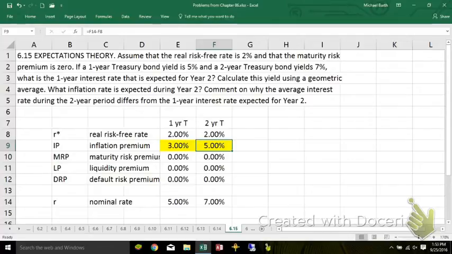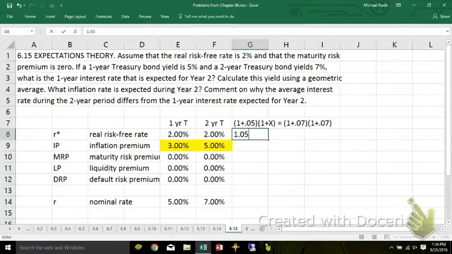Now, before I get to calculating the inflation, let me do the geometric average first. Why not? I could invest in a 1 year treasury security today and then reinvest for 1 year in the future. So I would earn 1 plus 5% and then reinvest that at 1 plus X, and that would give me the same yield under expectations theory as 1 plus 0.07 times 1 plus 0.07. What that's really saying is that the average interest rate over a 2 year period is 7%, which means that you could earn 5% plus X and earn the same average.